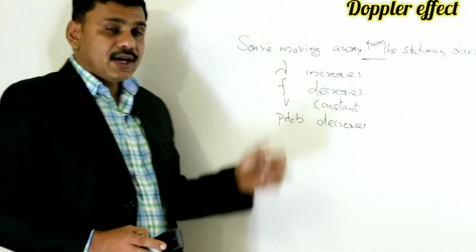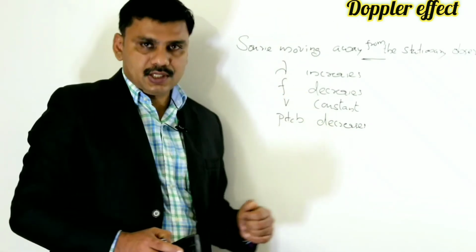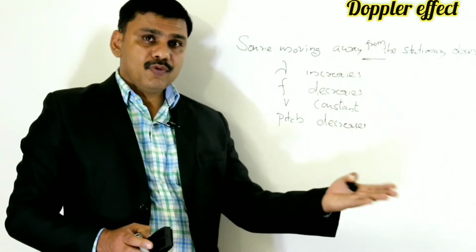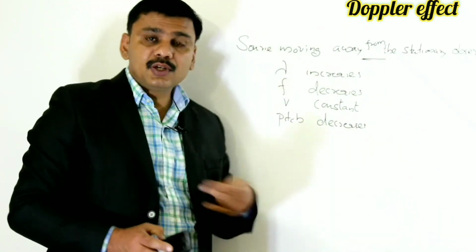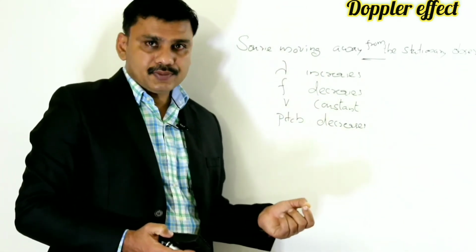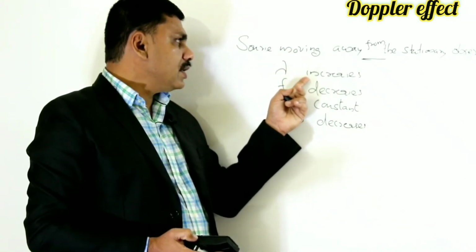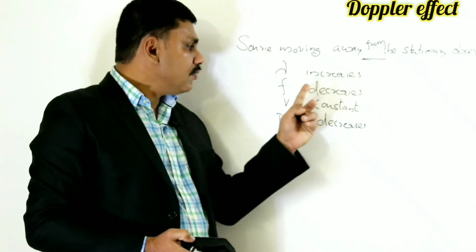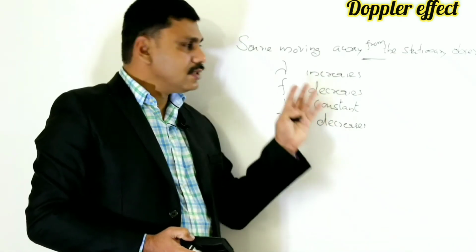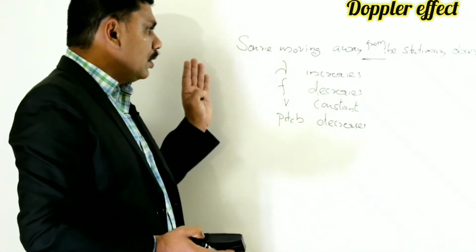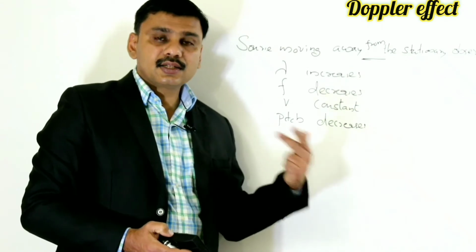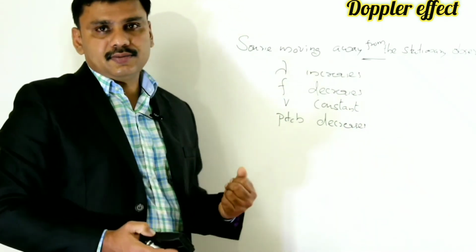In different question papers, I am seeing this type of question: when a source of sound comes towards the stationary observer, and when it moves away from the stationary observer, what is happening to the wavelength, frequency, pitch, and speed of sound? So these things you have to remember and study. When it is moving away from the stationary observer, wavelength increases, frequency decreases, speed remains constant, and pitch decreases. Keep these in mind when you study the Doppler effect. Some basic 1 mark and 2 mark questions are asked in the descriptive questions, so you must learn this.